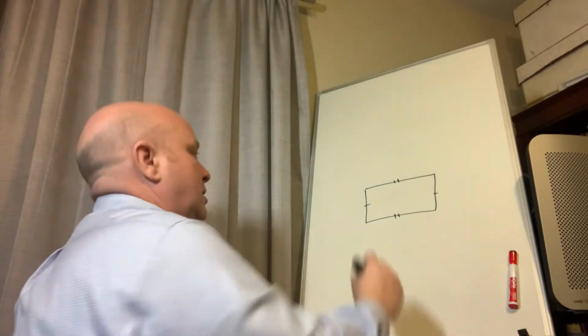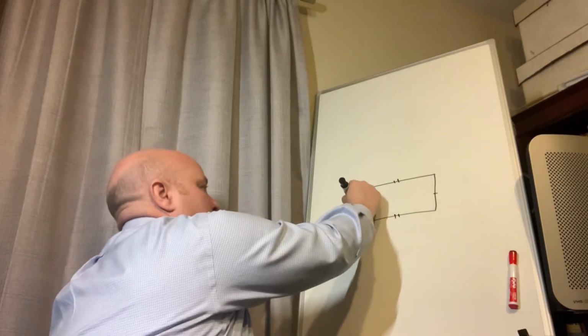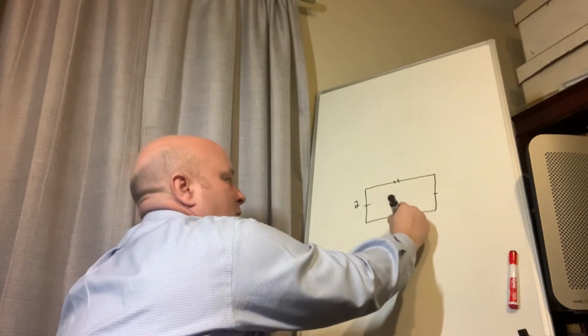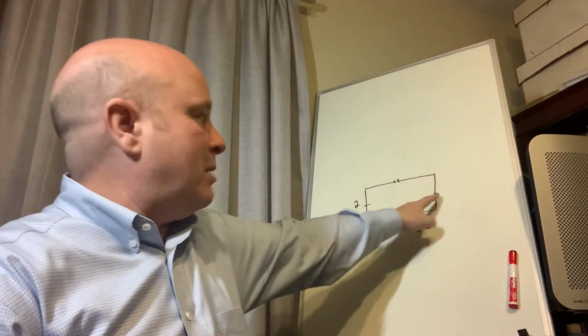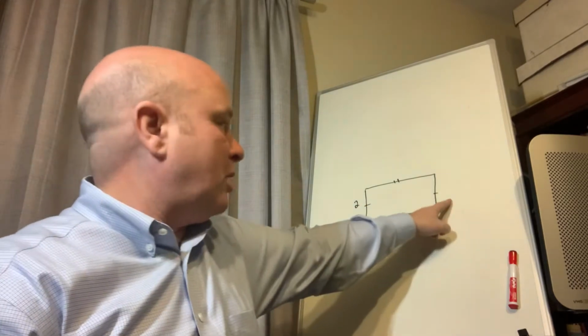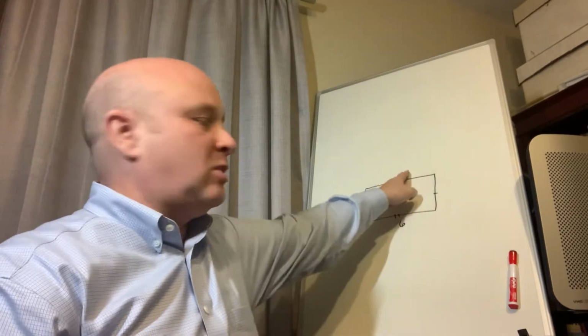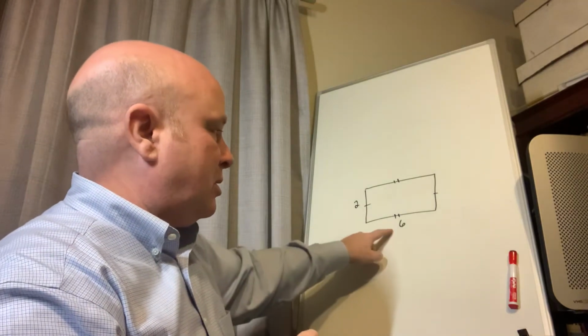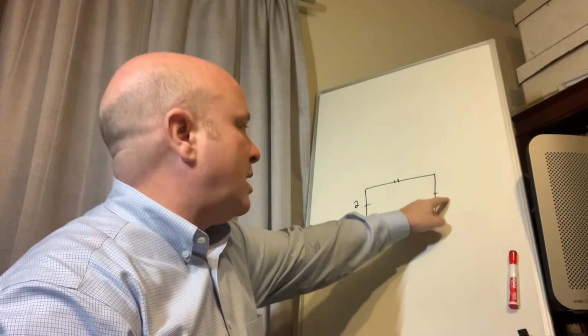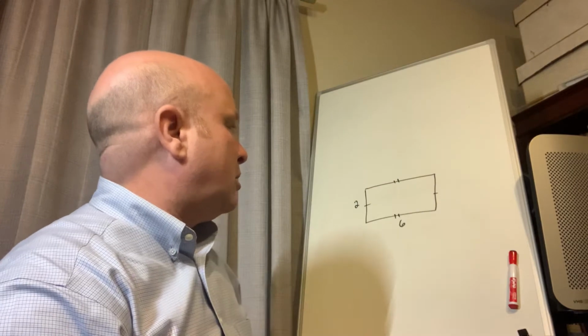So if I know that this is, let's say, 2, and that this one is 6, then I know that because this line here says the same as this, that side is 2, this side over here is 2, this side is 6, this side over here is 6. So for the perimeter, I would have 2 plus 6 is 8, plus another 2, which is 10, plus another 6.